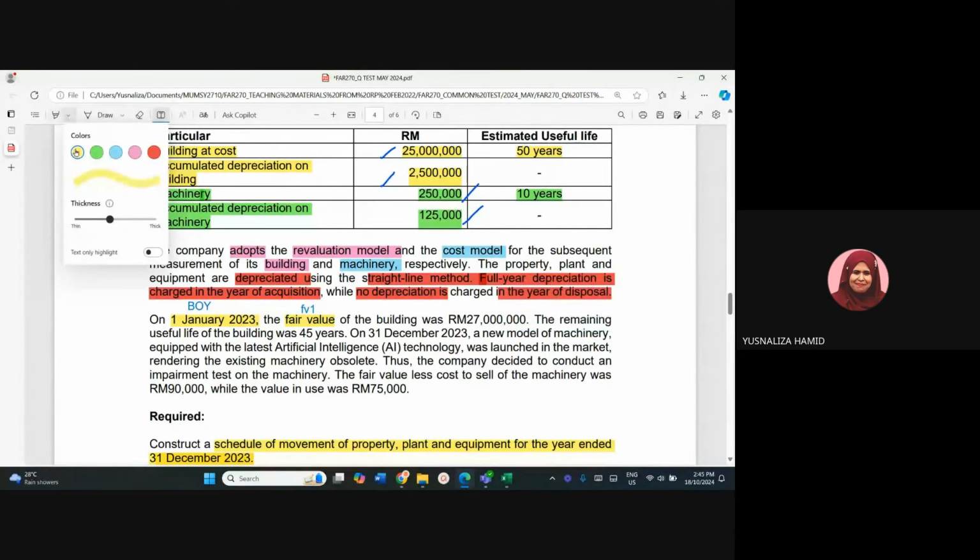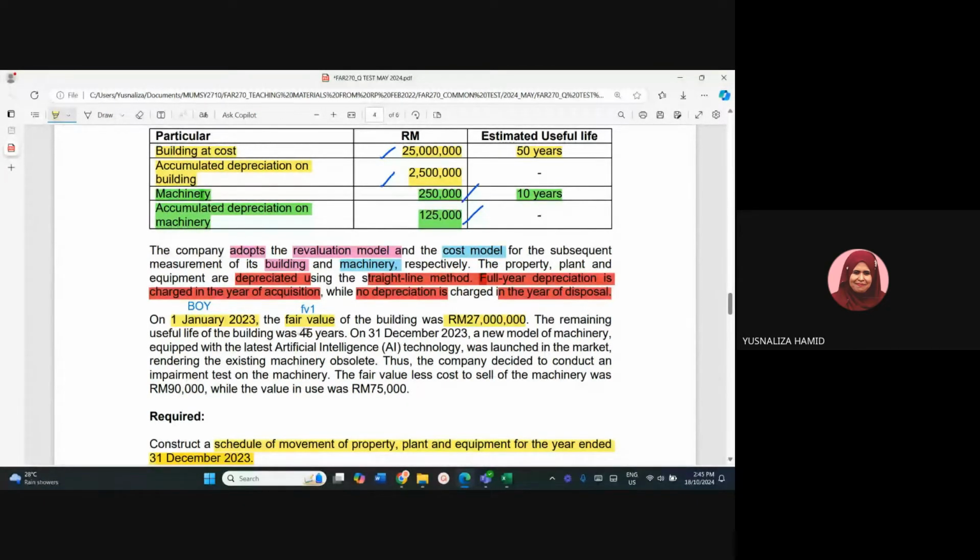So what you need to do is check and compare the fair value on this date, 1st January 2023, with the carrying amount also on 1st of January 2023, so that you can find whether there is a revaluation surplus or a deficit.